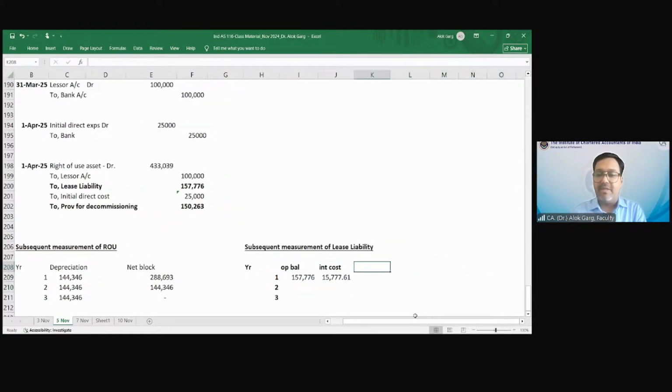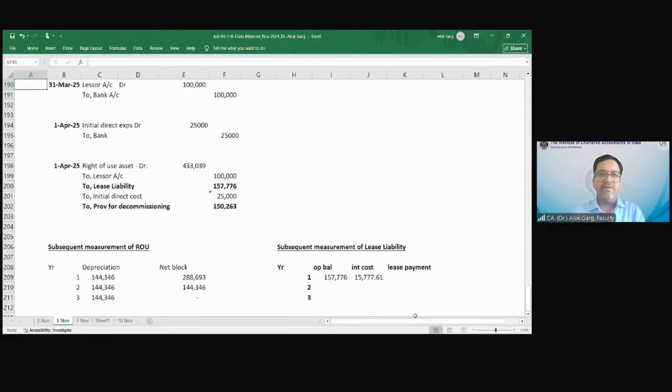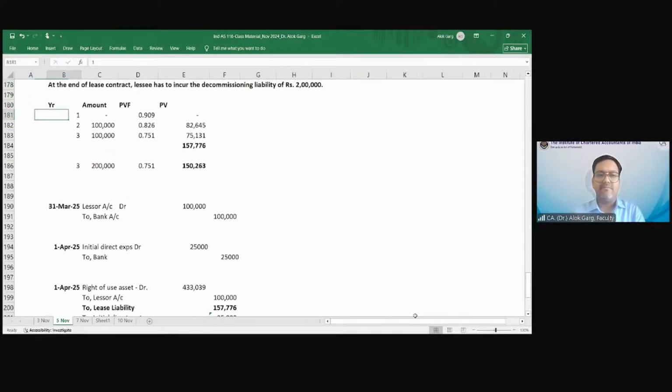Lease payment. What is my lease payment in the first year? फर्स्ट ईयर में लीज पेमेंट क्या है? फर्स्ट ईयर में कोई लीज पेमेंट है क्या? जीरो. वो लीज पेमेंट तो पहले ही हो गई, वो तो लीज लायबिलिटी का पार्ट ही नहीं है. जीरो.